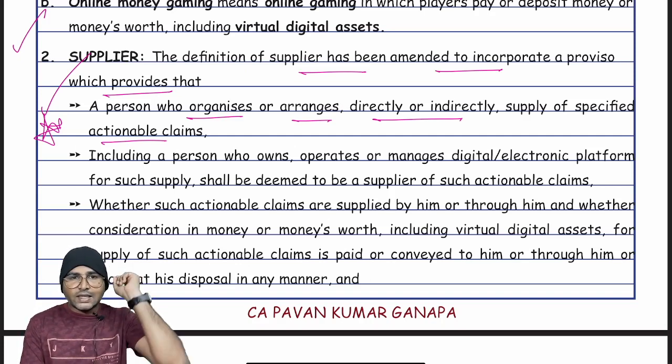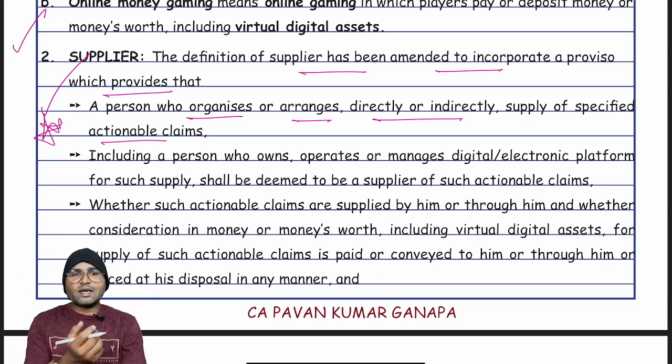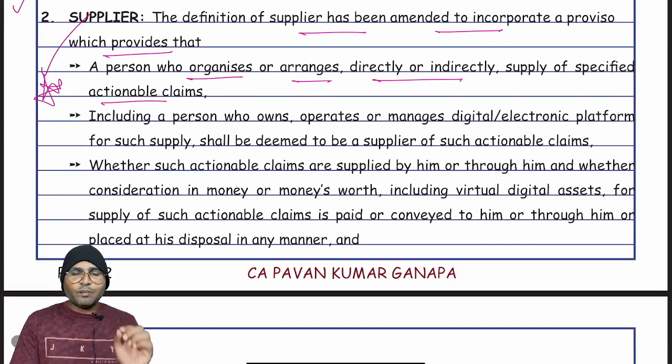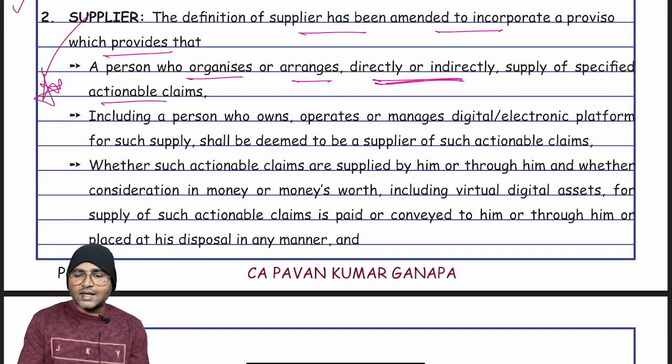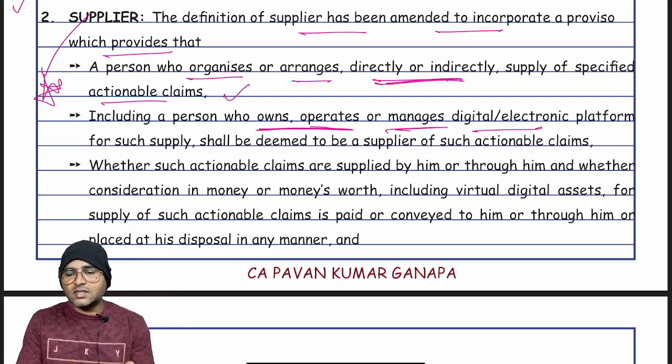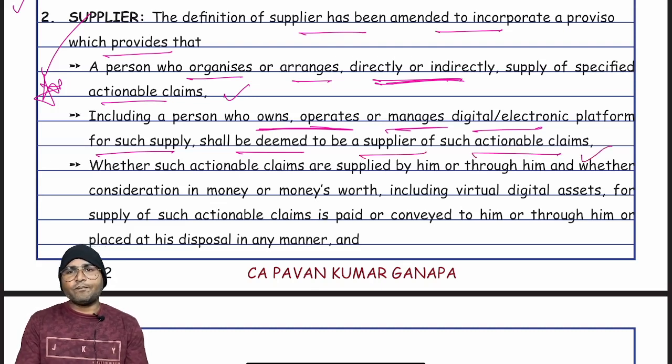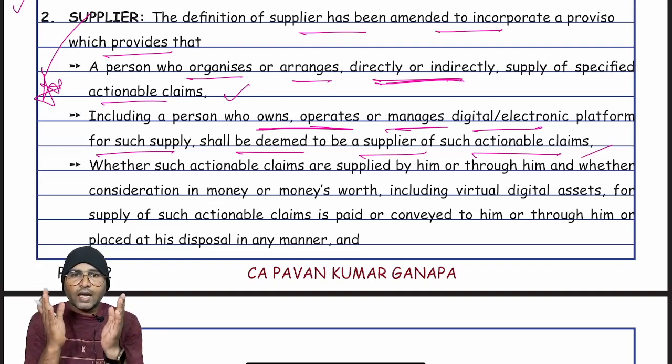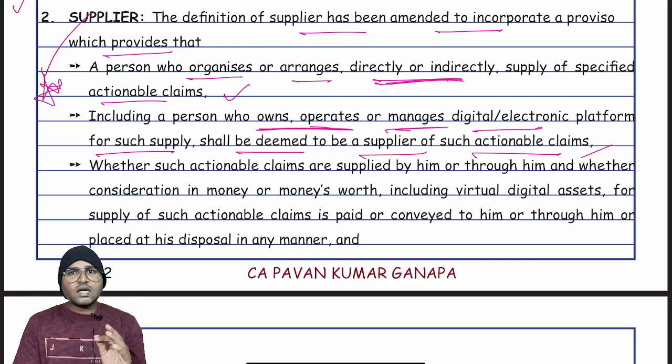You are going to get a direct question in your examination: define the supplier. So you have to present all these things. A person who organizes or arranges, directly or indirectly, supply of specified actionable claims, including a person who owns, operates or manages a digital or electronic platform for such supply, shall be deemed to be the supplier of actionable claim. Suppose there is a Ludo game. The person who is the owner of the Ludo game, maintaining a website or an app, is also a supplier.